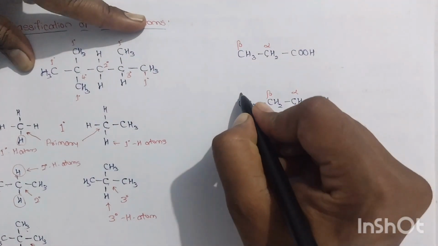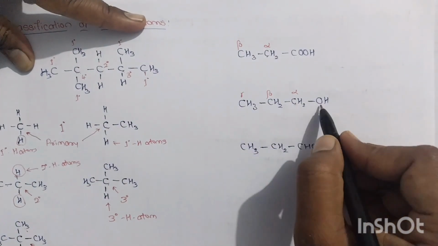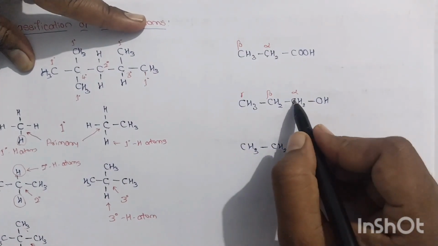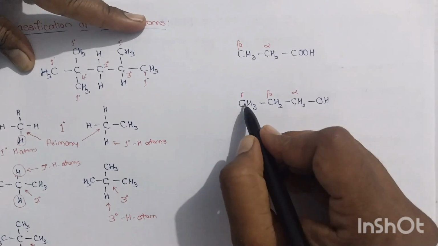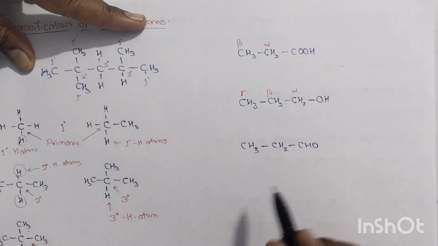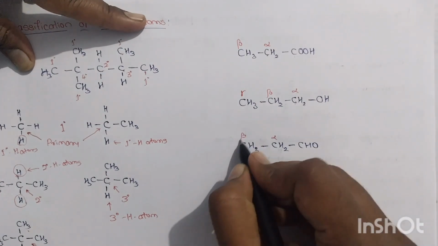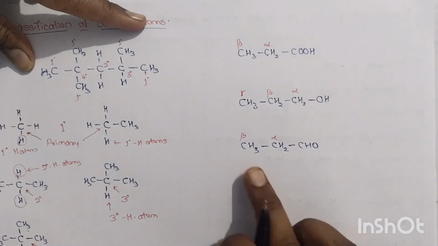And the next is, this is gamma hydrogen. The carbon attached directly to the OH functional group is the alpha carbon atom, then the beta carbon atom, then the gamma carbon atom, and the hydrogens are called gamma hydrogens. And this carbon, the CH2, is alpha, this is the beta carbon atom and beta hydrogens.